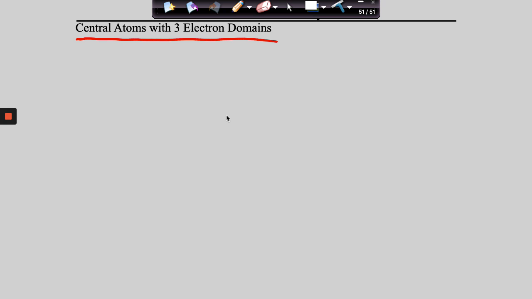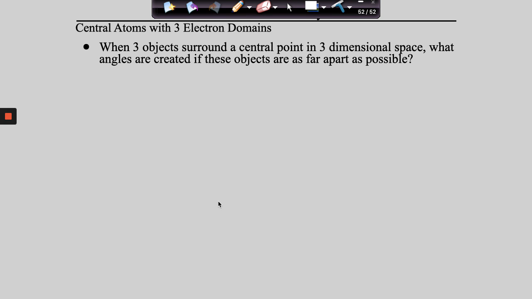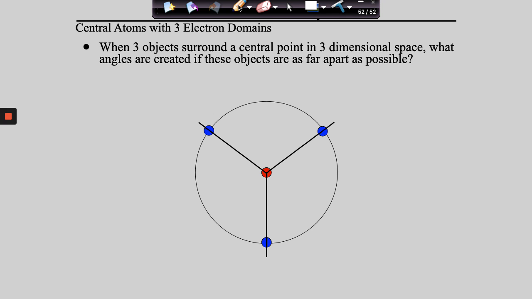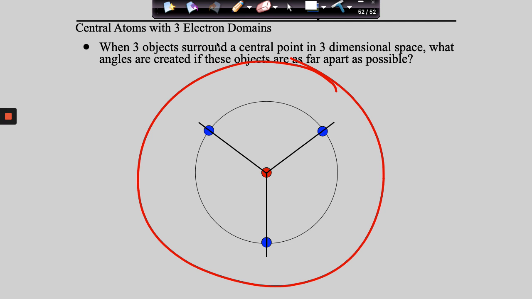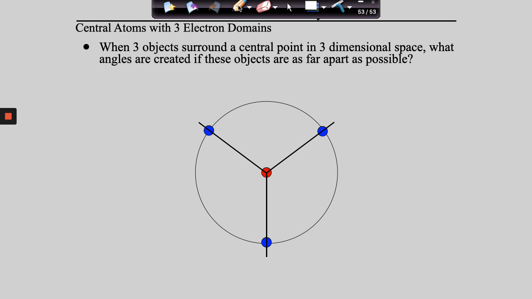So let's now move forward and talk about molecules that have 3 domains on the central atom. Guys, same question. When 3 objects surround a central point in 3-dimensional space, what angles are created if these objects are as far apart as possible? So here we go. Here's our picture. Here's 1, 2, 3 points. Now let's connect them with lines. Looking at this, we've got a circle, 360 degrees. We've broken that into thirds, doing the math, which I know you've probably already done. These are 120-degree angles all the way around the molecule.